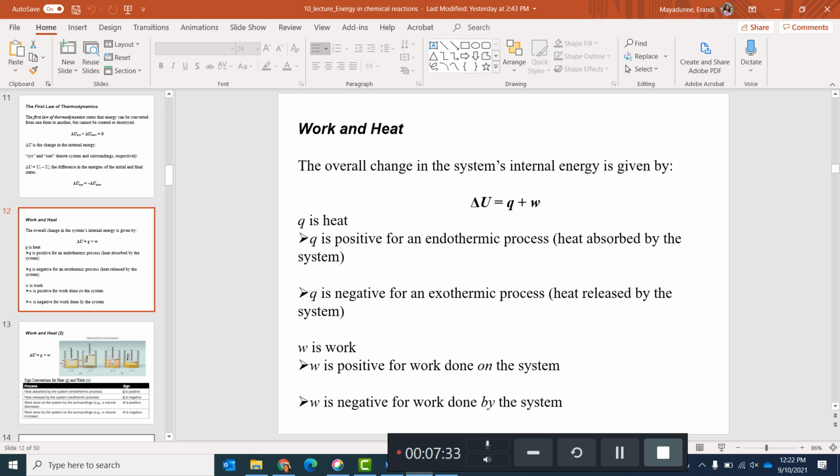What is Q? Q is heat. It's positive for an endothermic process, negative for an exothermic process. Positive for an endothermic process means heat absorbed by the system. Q negative is heat released by the system. W is work. Work is positive when the work is done on the system. W is negative when work is done by the system. The system has to do work. When you have to do work, you get tired because you lose energy.